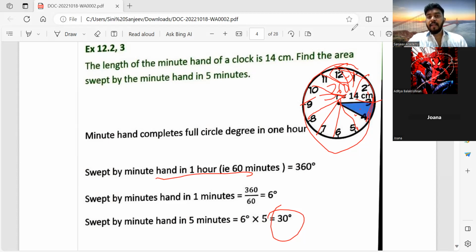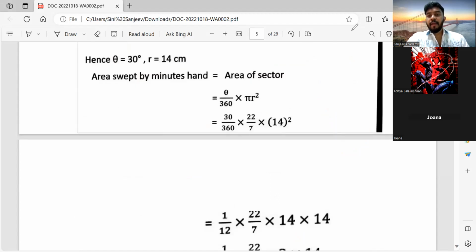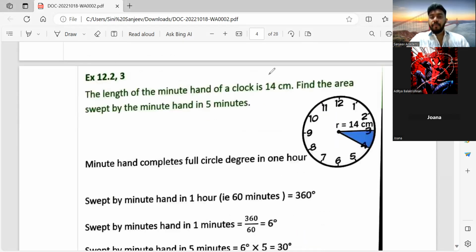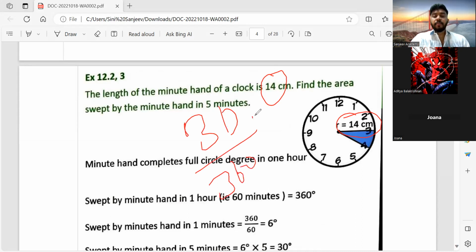Now once you get 30 degree, what is the formula? Area of sector is theta by 360 into pi r square. I told you the same formula, theta by 360 into pi r square. Correct? Theta is 30 degree. And let's see the radius is given. Yes, the length of the minute hand is 14. So this is my 14 centimeter. So theta by 360, that is 30 by 360 into what? Pi r square. Pi is 22 by 7 into r square, 14 square. We'll get the answer.